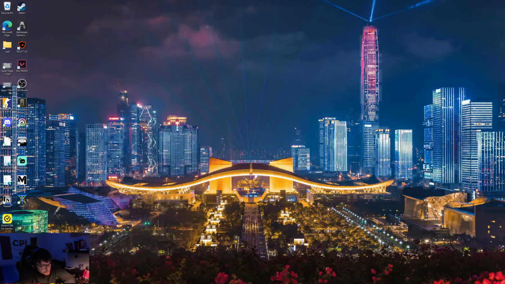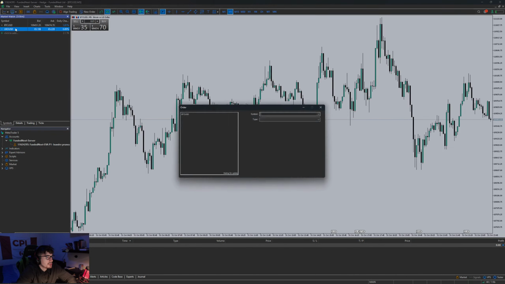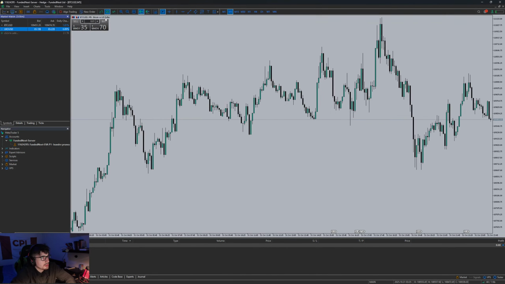MetaTrader. So I'm going to be trading MetaTrader. Either I'm going to trade Bitcoin or I'm going to trade oil. Either market, one or the other. It's a $5,000 funding account with Fund Index. It's a CFD broker because Bitcoin isn't available on futures. I'm not sure which one I'm going to trade.